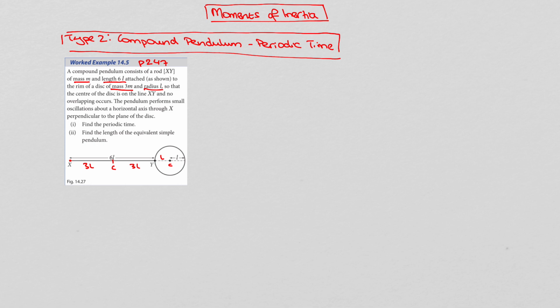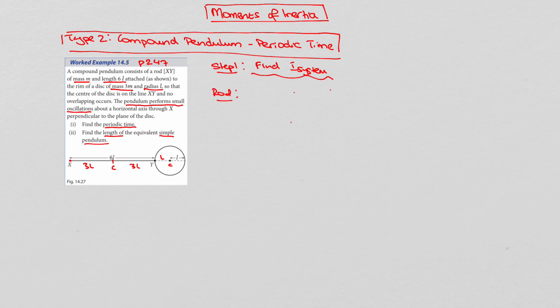We're told that the pendulum performs small oscillations about a horizontal axis through X, which is perpendicular to the plane, and we're asked to find the periodic time and then also find the length of an equivalent simple pendulum. So the first thing we always have to do in these questions for periodic time is, like always, find our moment of inertia for the system. So if we're going to find I for the system, we'll start with the rod first.